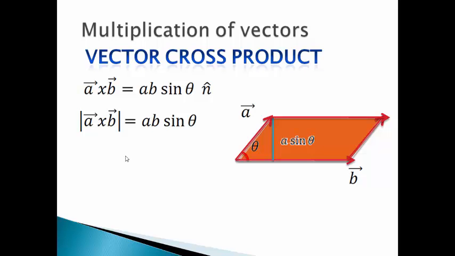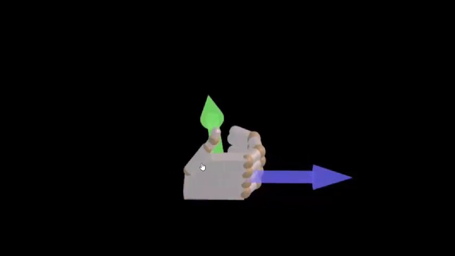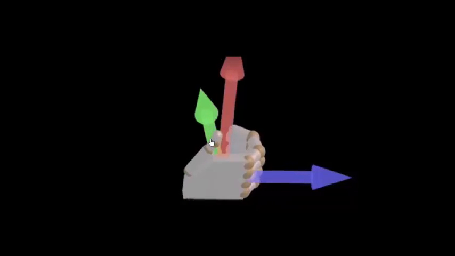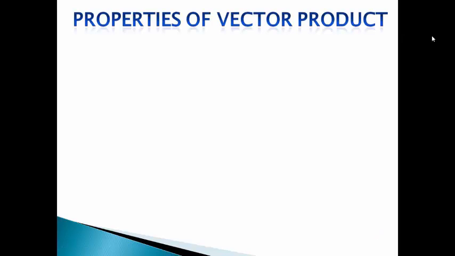The direction of the resultant vector is given by the right hand thumb rule. It is represented as, for vectors A and B, the right hand is curled around vector A along B and the thumb gives the direction of the resultant vector of A cross B. Next we shall discuss properties of vector product.